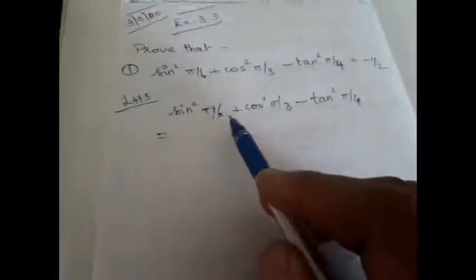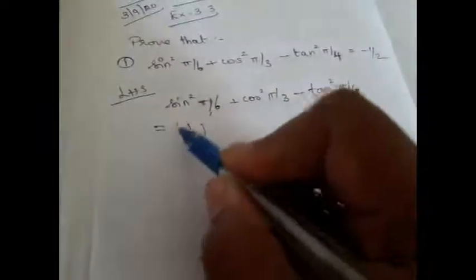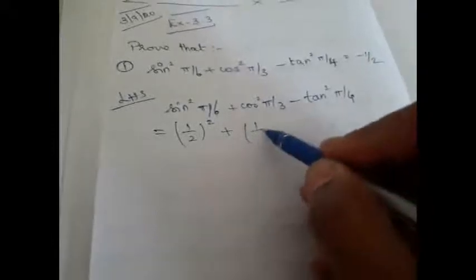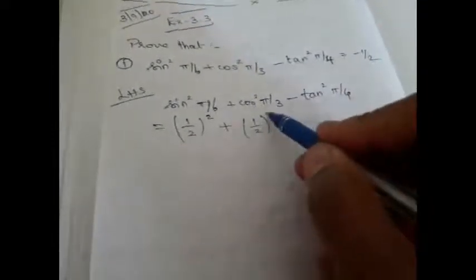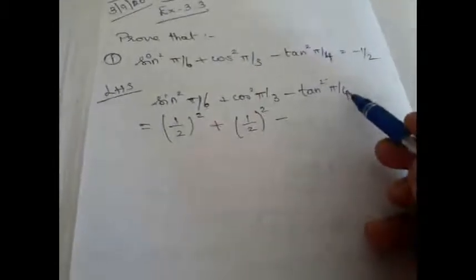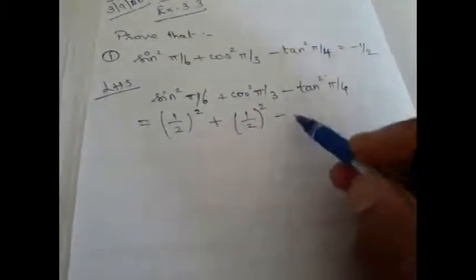What is sin 30? Sin 30 is 1 by 2. So 1 by 2 the whole square plus pi by 3 is 60. Cos 60 is also 1 by 2. Sin 30 value is same as cos 60 value, right? Whole square. Why am I squaring it? Because sin square, cos square is there. Minus tan square, 180 divided by 4 is 45. Tan 45 value is 1.